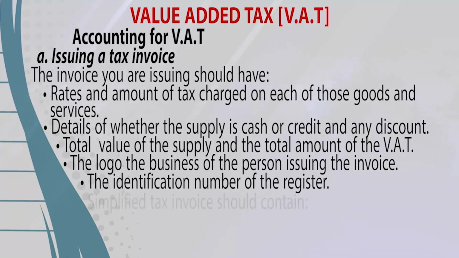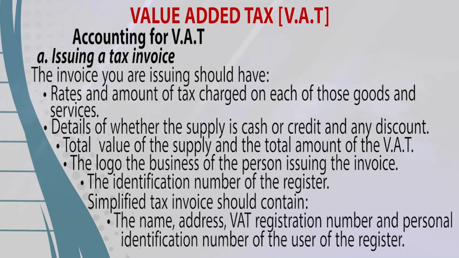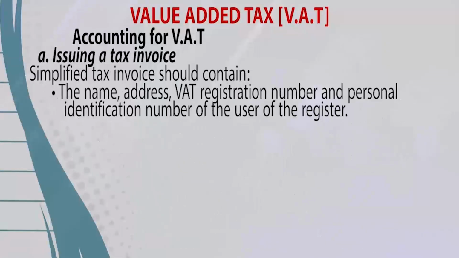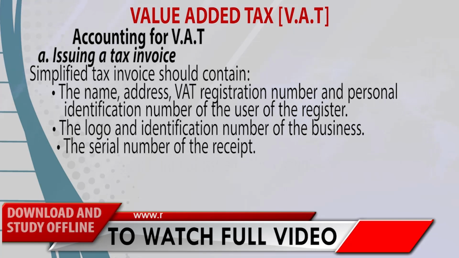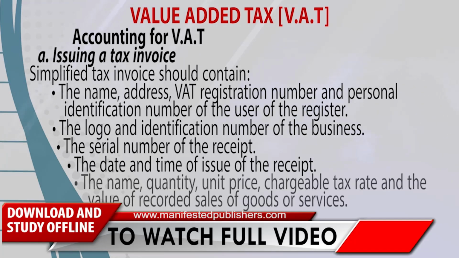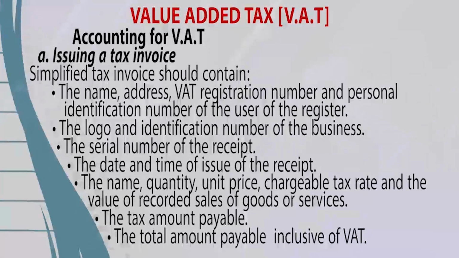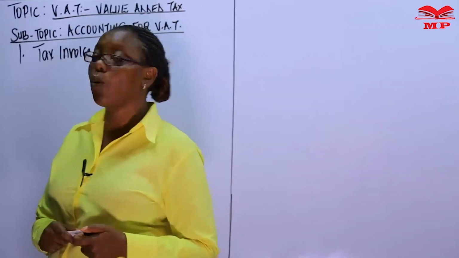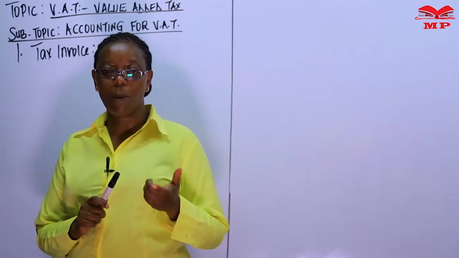So, according to the Act, a simplified tax invoice, like the one you're going to issue to your retail customers, should contain: 1, the name, address, VAT registration number, and personal identification number of the user of the register, that is the business making the supply; 2, the logo and identification number of the business; 3, the serial number of the receipt; 4, the date and time of issue of the receipt, and the name, quantity, unit price, chargeable tax rate, and the value of the recorded sales of the supply; then the tax amount payable, and the total amount payable, inclusive of VAT. So that is the very first thing that you must ensure you have before you compute the VAT: a valid invoice within the format prescribed by the commissioner.